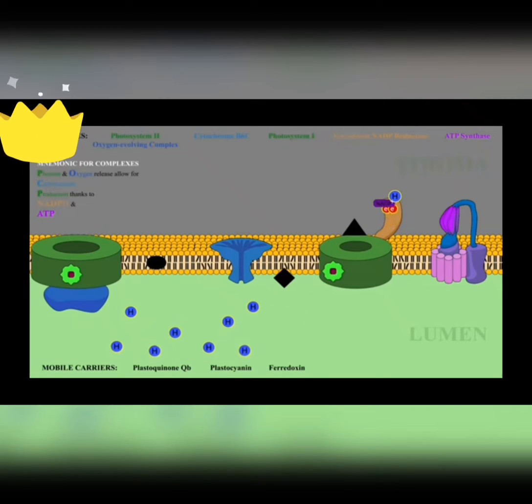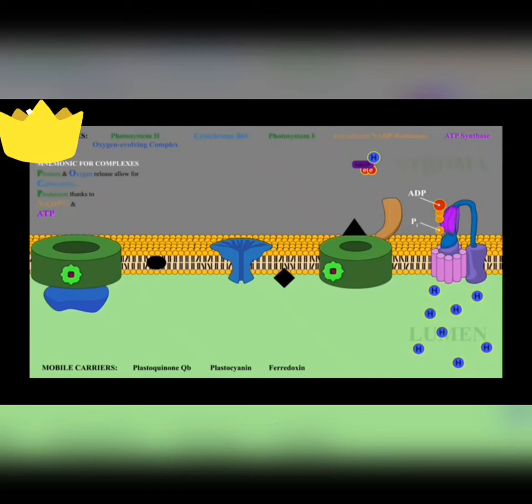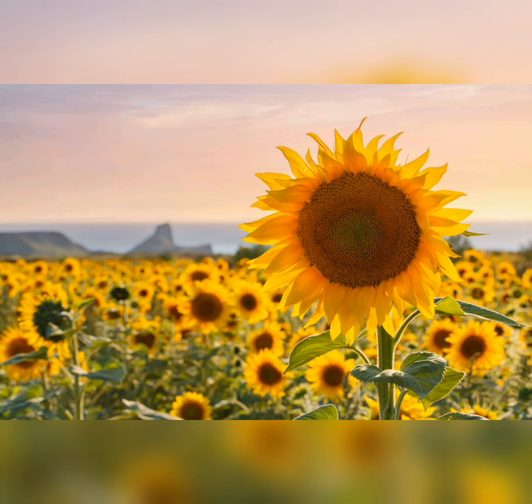The electrons receive an additional energy boost with the help of two additional photons and get transferred onto the last mobile carrier, ferredoxin. Ferredoxin then transports the electrons to ferredoxin NADP reductase, which uses the two electrons plus a proton from the stroma to convert NADP+ to the higher energy molecule NADPH. Note that this also contributes to the proton gradient by removing a proton from the stroma. So now we come to ATP synthase.